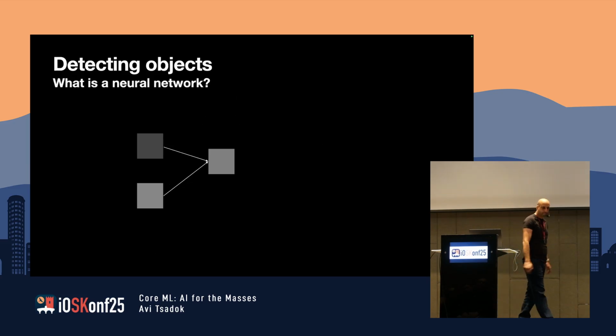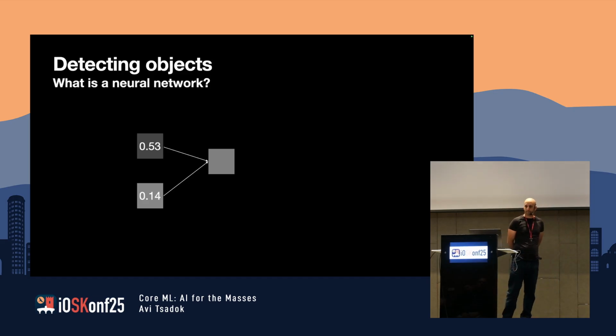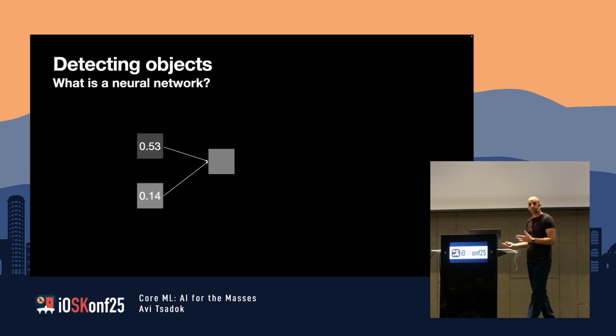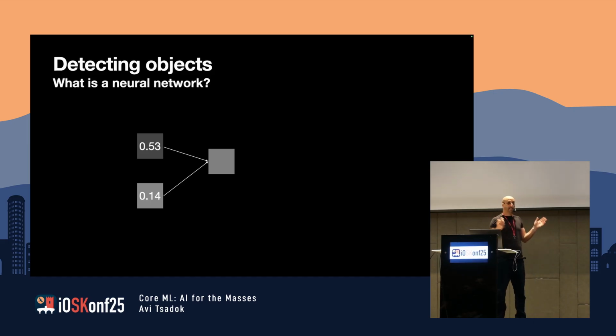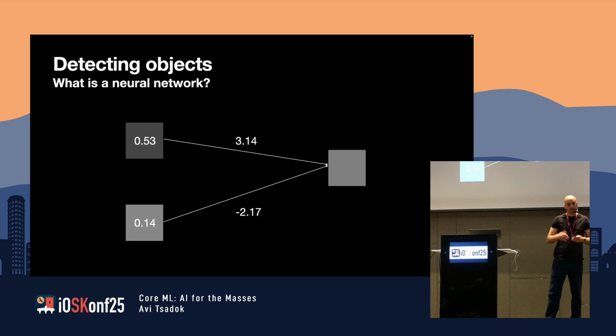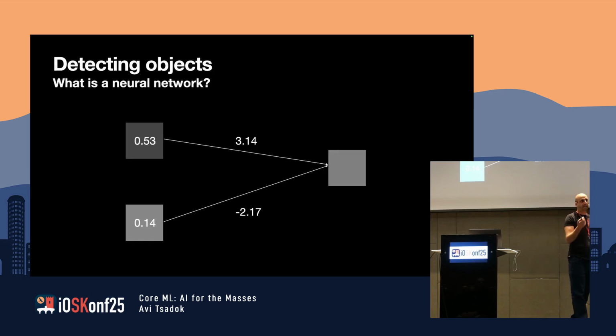How does it work? Well, if we have, for example, 2 neurons with 2 values, 0.53 and 0.14, these are the values when we started with the network. These are the values of the pixels that I showed you before. And, well, I said that they are weighted numbers for the connection. So for the first one, it's 314, it's minus 217. This is all random, okay? At the beginning, it's all random. It doesn't really care about the value itself.